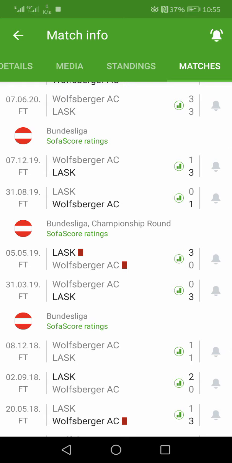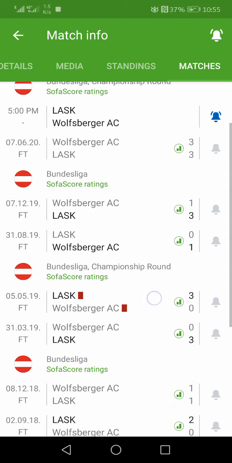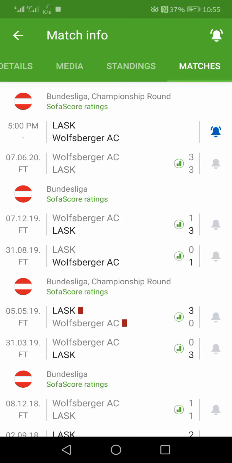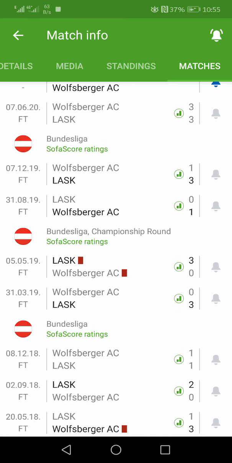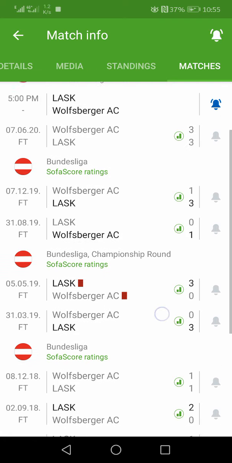So what you notice is that there's always at least a goal in this match. But at least a goal is an understatement, because it's only one meeting whereby there was only one goal. Other than that, there was more than one goal. You understand what I mean? That means over 1.5. Are you getting the point?